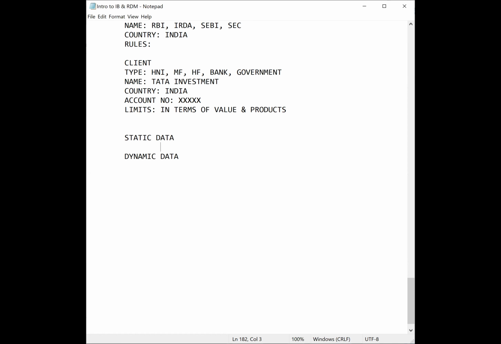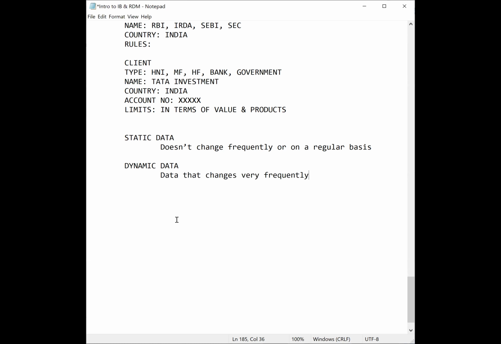Very simply, guys, the data which does not change frequently on a regular basis is categorized as static data. Please don't think it can never change, but it won't change frequently. Whereas the data that changes very frequently is known as dynamic data. We are going to talk a little bit about these two.